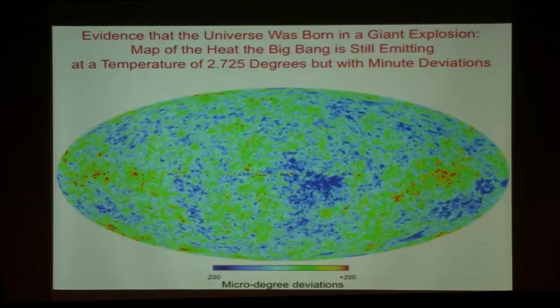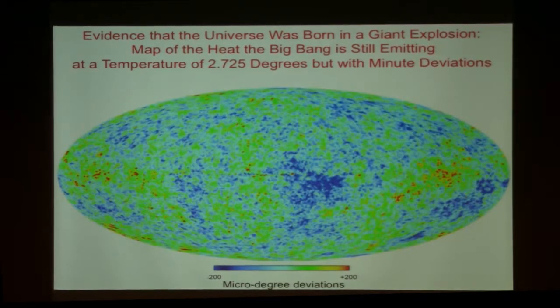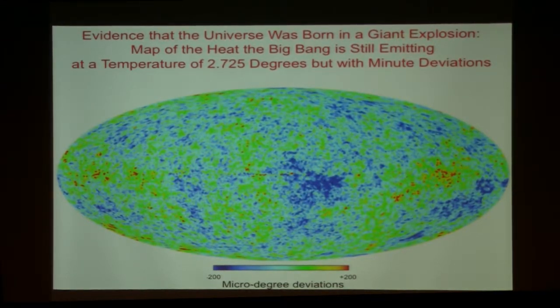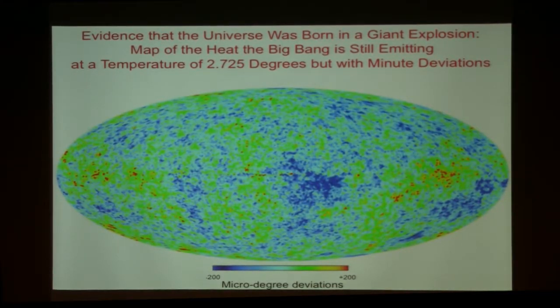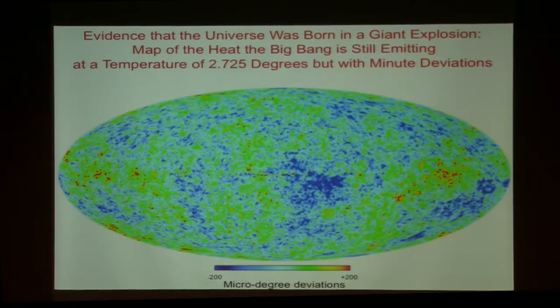These are essentially frozen into the fabric of space because the universe is expanding so quickly that nothing can really change if it's localized in some part at one time. Now the temperature variations that I show here go from minus 200 microdegrees Kelvin up to plus 200 microdegrees, and they are centered on a temperature of 2.725 degrees. So these are sort of parts in 100,000 variations that you see, but they're reproducible and they're clearly there, and they show the structure that was there at the beginning of time.